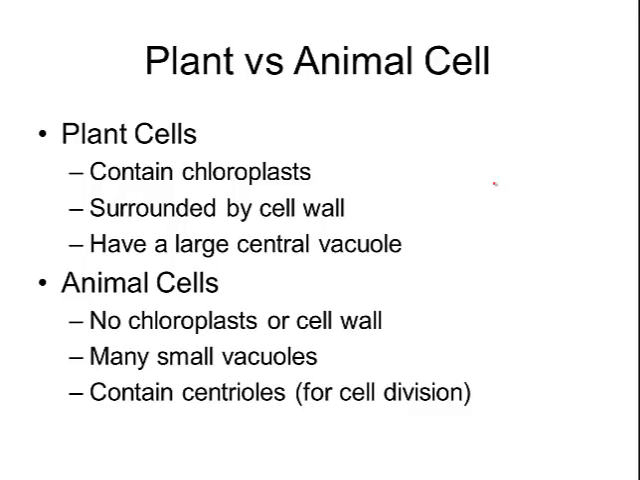All right, so one of the things that we need to be able to do when we talk about cells is compare plant and animal cells. There are major differences between them. Plant cells contain chloroplasts, which animal cells do not have. Plant cells have a cell wall. Animal cells do not have a cell wall. And plant cells also have a very large central vacuole, because remember we talked about how they need to store a lot of water in order to do all their photosynthesis. So animal cells have no chloroplasts, no cell walls. Their vacuoles, if they have them, are very small. And animal cells contain centrioles that are used for cell division, where plant cells do not have centrioles.